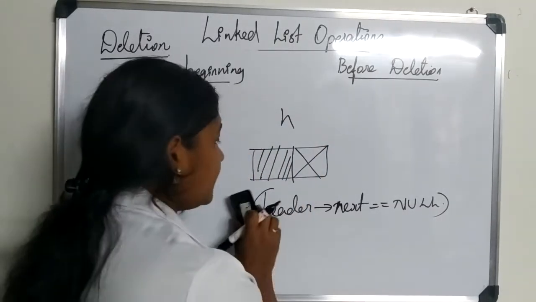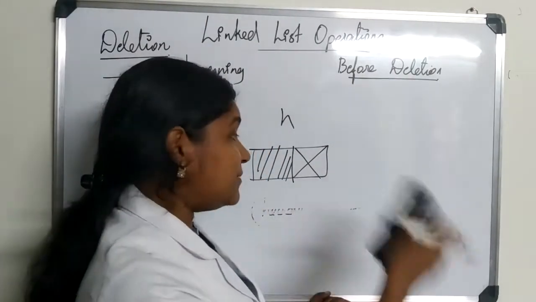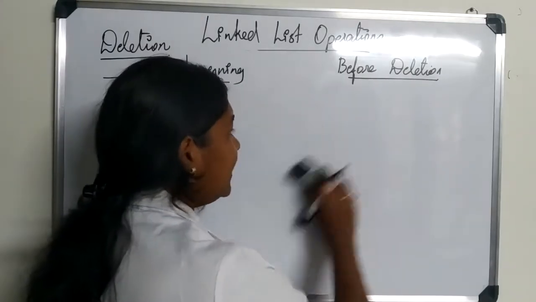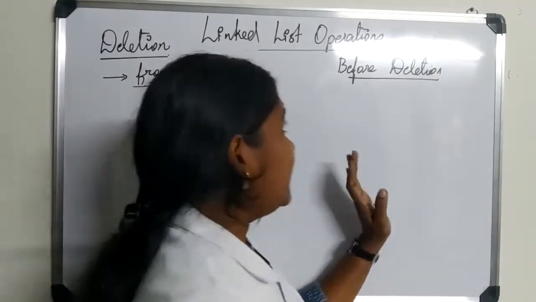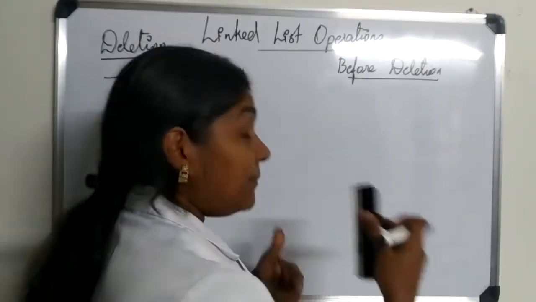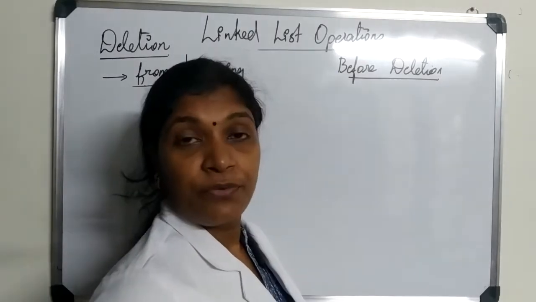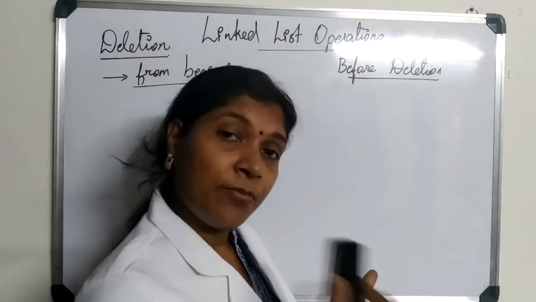This case would be there in all the 3 cases, so I am not explaining it again and again. We will consider the algorithm part, then we will write the code, but in the diagram part it is not necessary, right? So before deletion, I am explaining the deletion of a node from a linked list which contains at least one element, or more than one element.